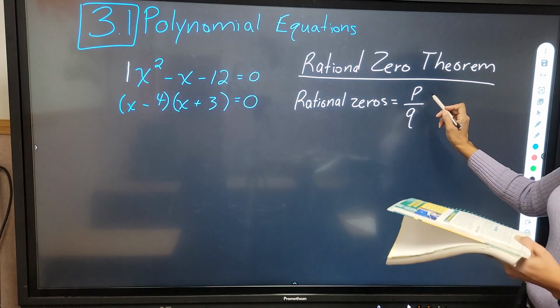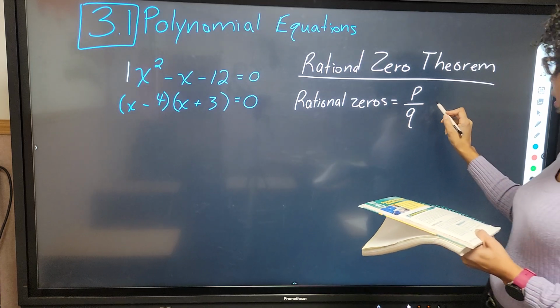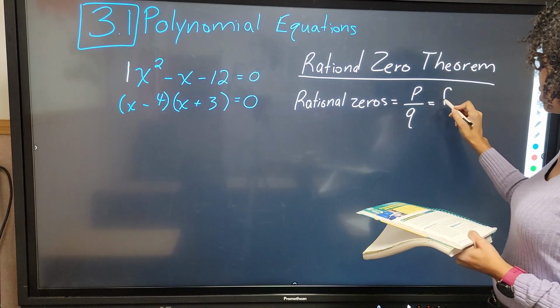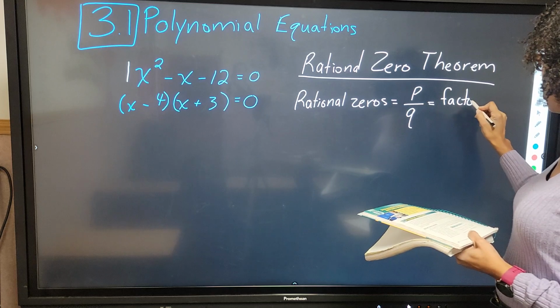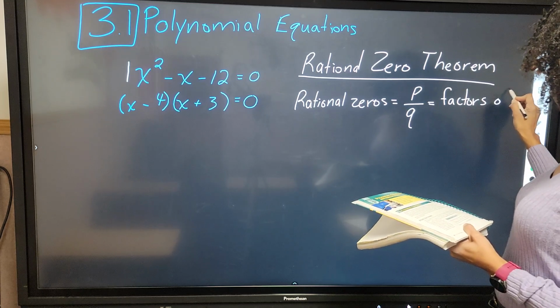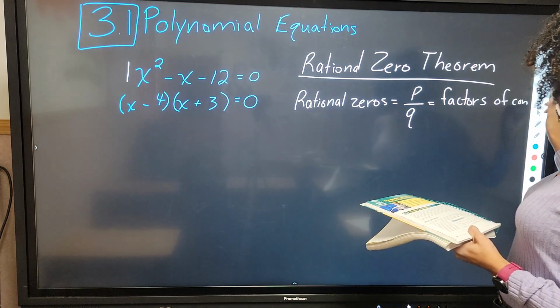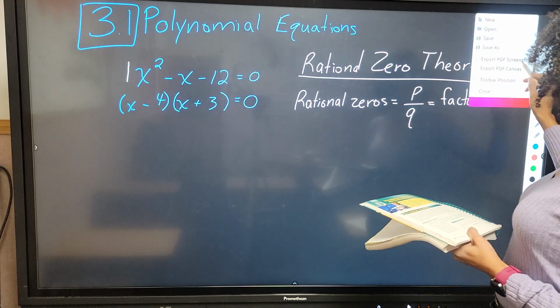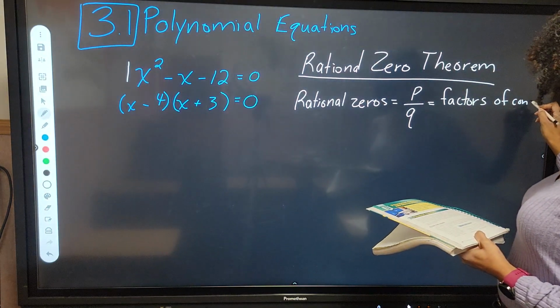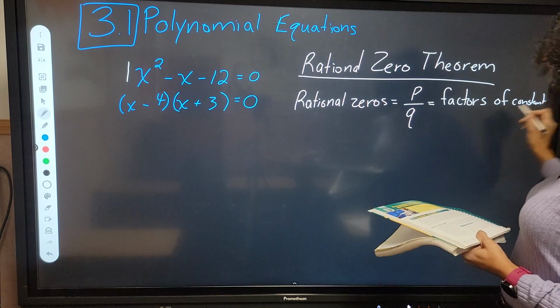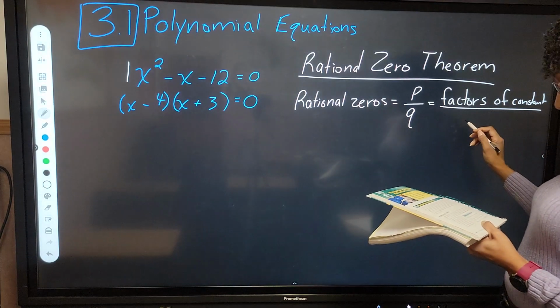That take the factors of the constant term, and I'll go ahead and write it here. It's in your book, but then you'll have it in your notes too. So the factors of the constant, I have to move my toolbar again, constant divided by the factors of the leading coefficient.